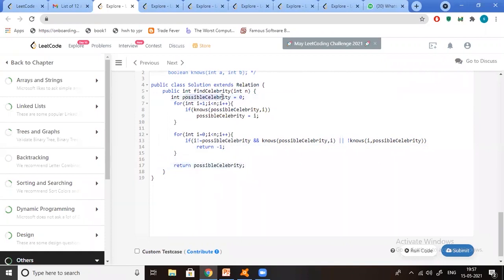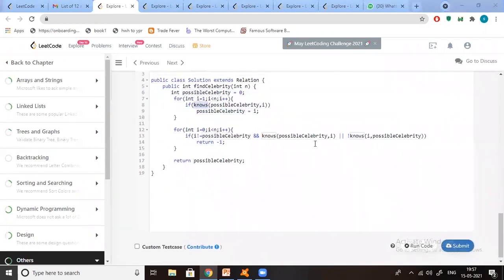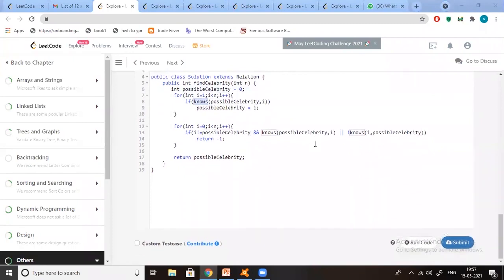Why I am using these kinds of names: you have to use them in your interview, because this is going to distinguish you from other candidates if you are using proper naming conventions. Let's see how it goes. We are using knows only 2 times. In the worst case, we are using 2n or more than 2n, but less than 3n in the average case. Let me run. Let's see how it goes.